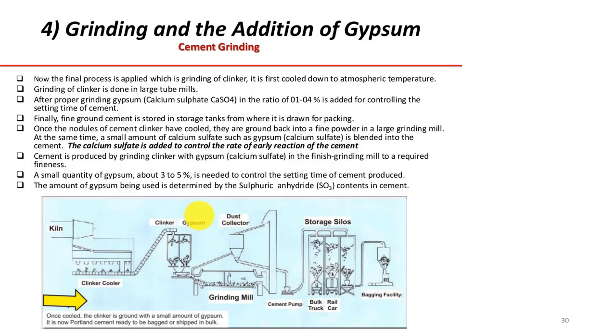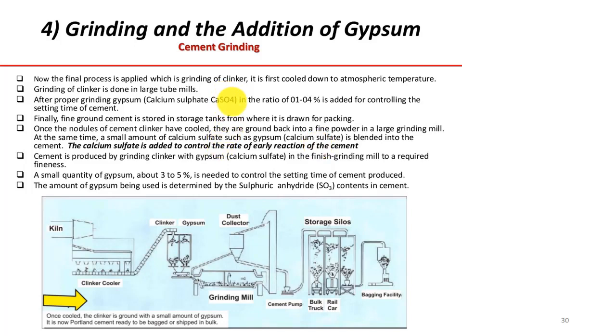The hydration reaction will just start. Around 1 to 4% of gypsum is added to delay the reaction, to delay the setting time of a cement. If the gypsum is not added, your cement would start hardening at the moment you start putting the water in it.